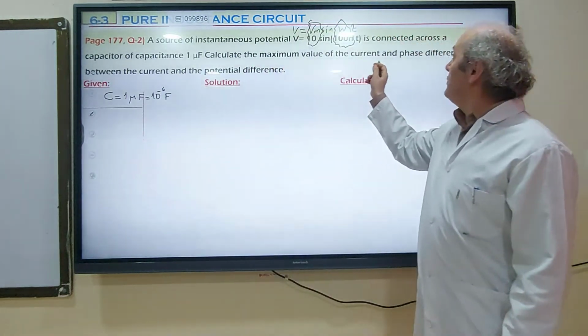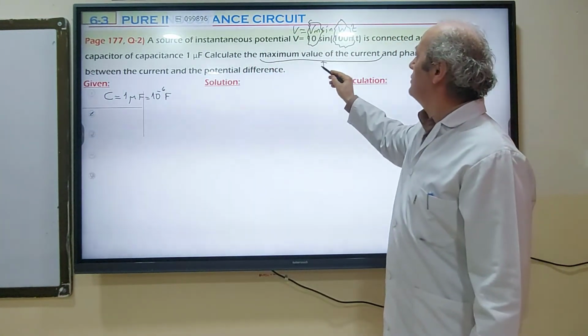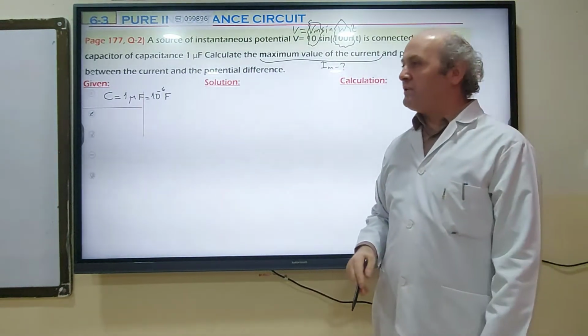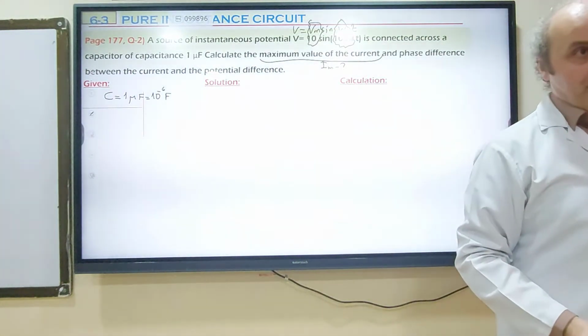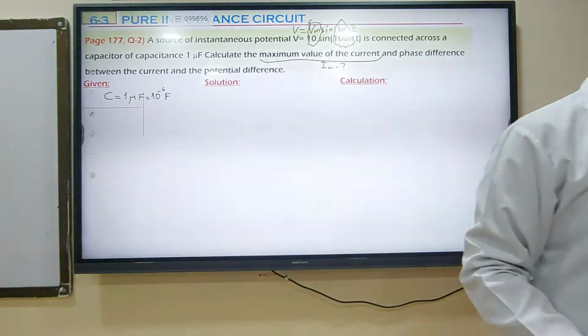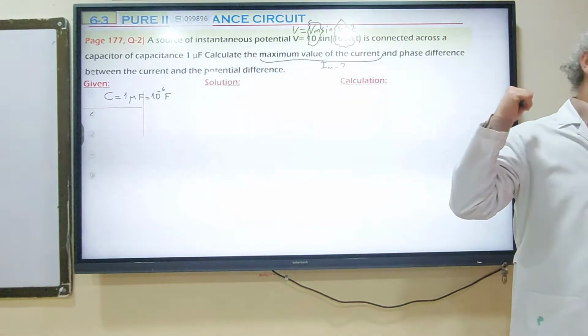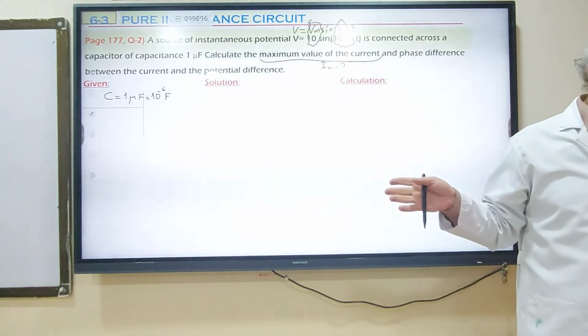Calculate the maximum value of the current. So I maximum is the question. And the phase difference between the current and potential difference. We know the phase difference in the capacitor, 90 degrees, pi over 2. Which one is leading? Electric current is leading. Which one lags behind? Potential difference lags behind by pi over 2. We know it, that's why we don't need to write it.